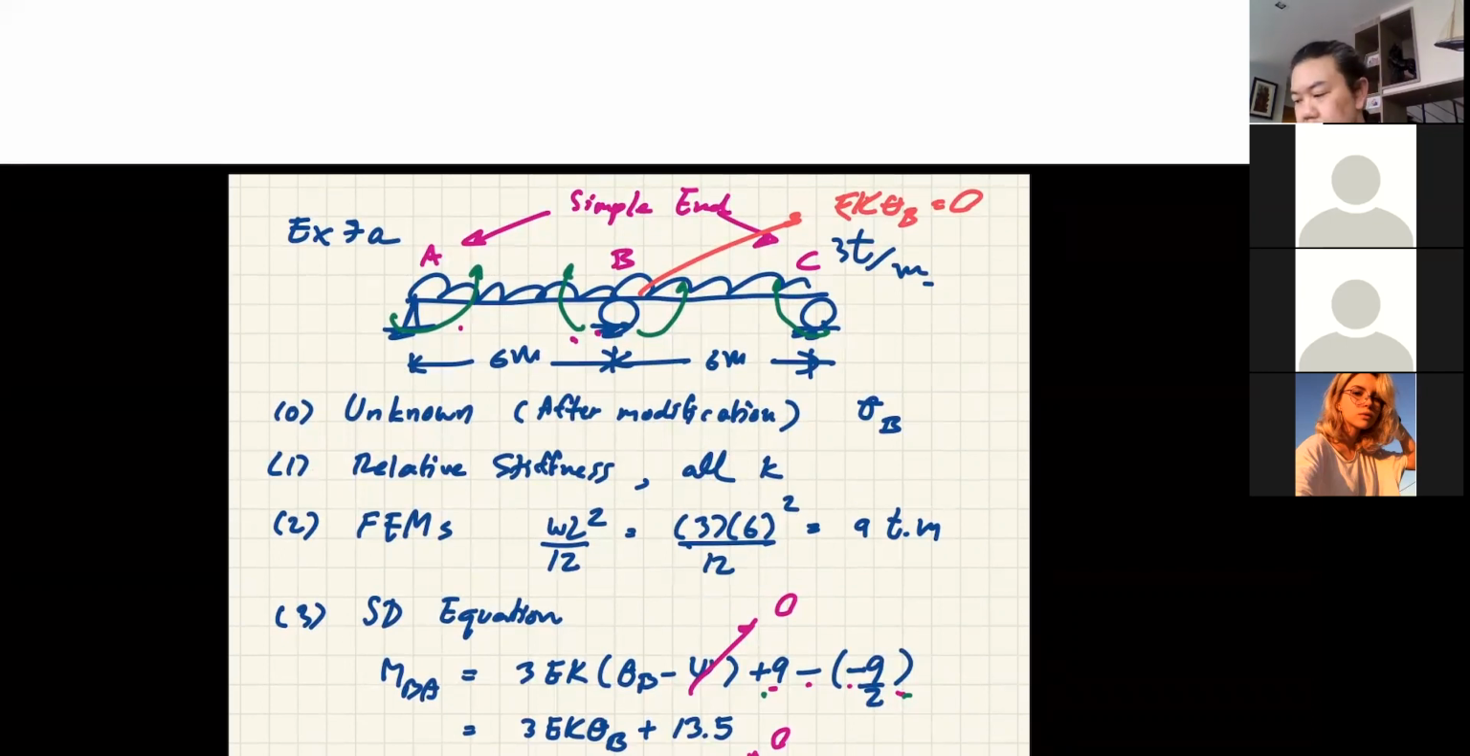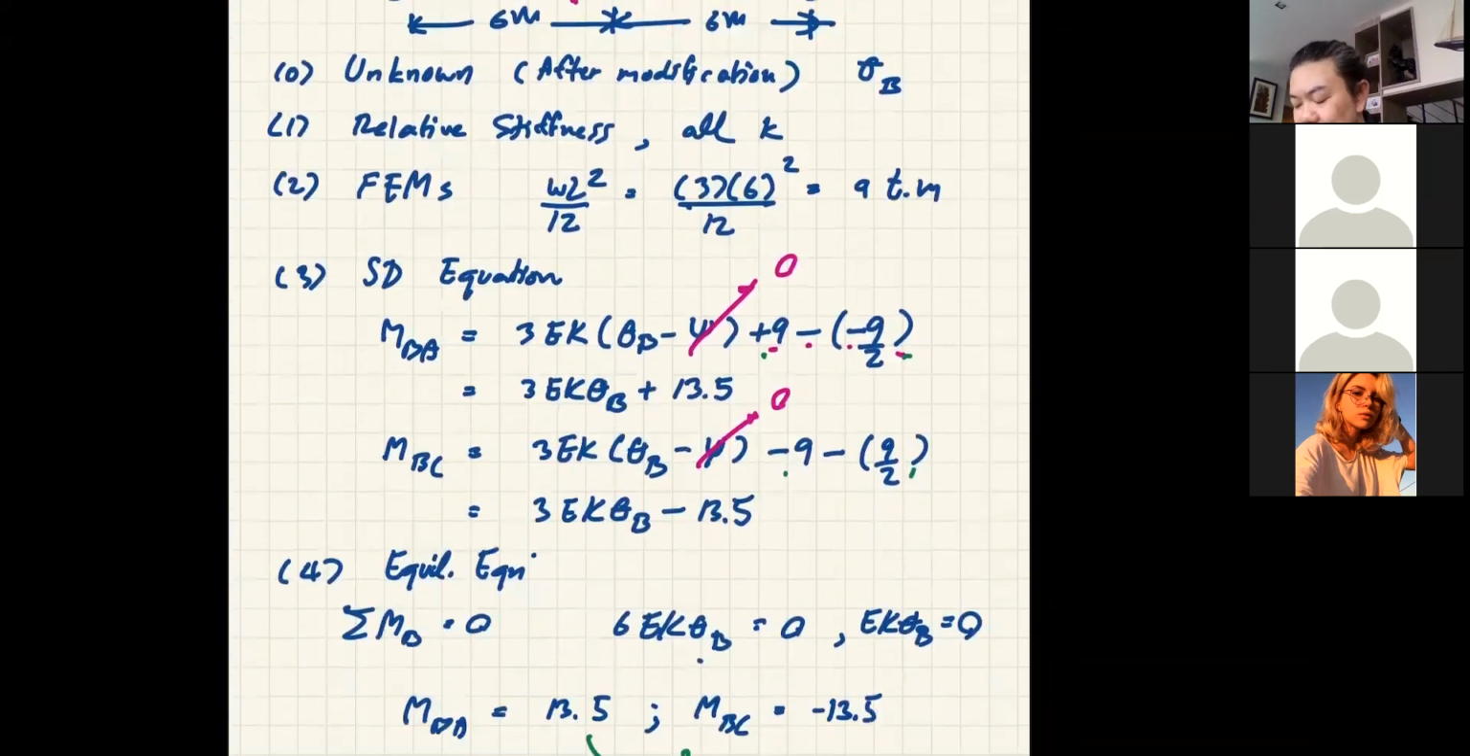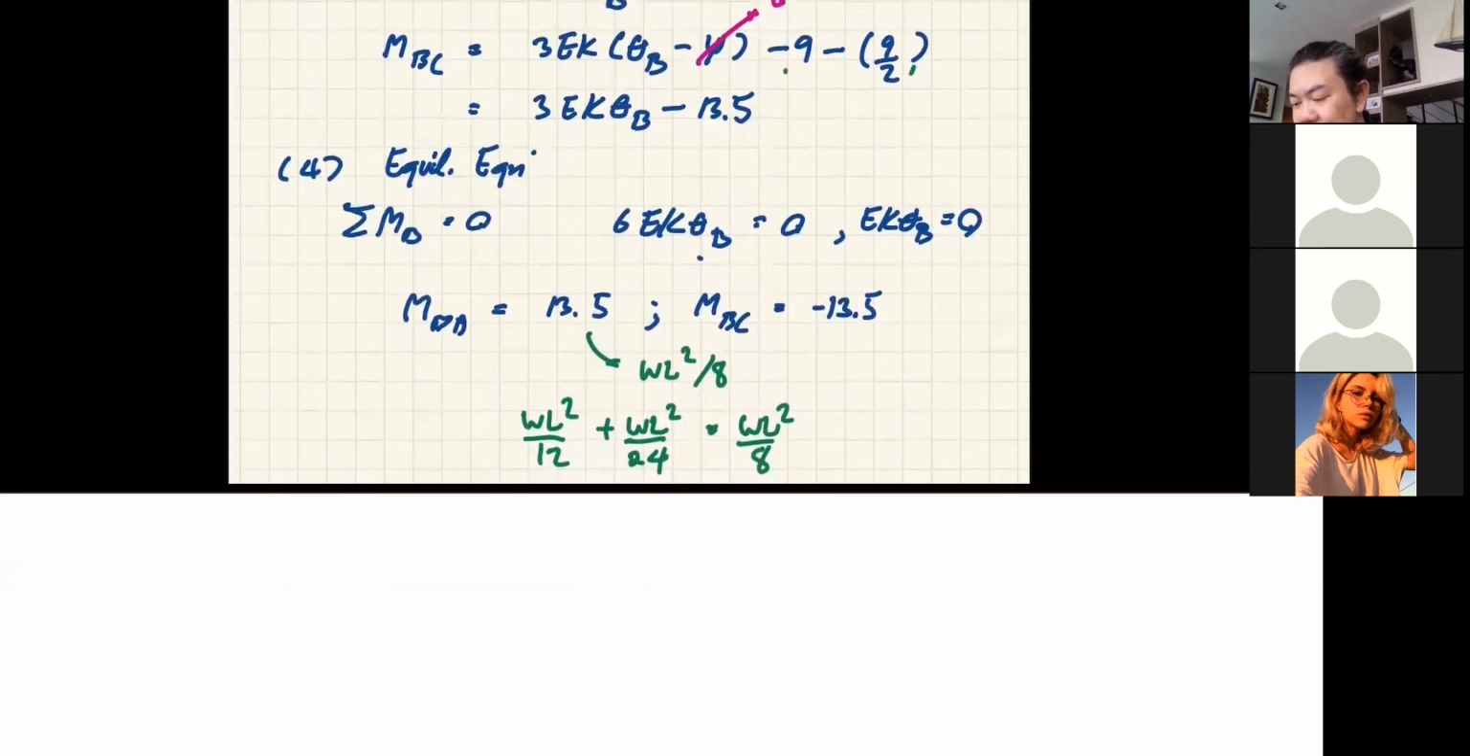But if you have more than two spans, the moment is going to be less than WL squared over 8 for sure. You know, your senior a long time ago, he once chatted with me. He went into a job interview. And the engineer over there asked him to solve this beam by using slope deflection. How do you do it? Do you know how to answer this question? A simple beam, can you use slope deflection to solve it?